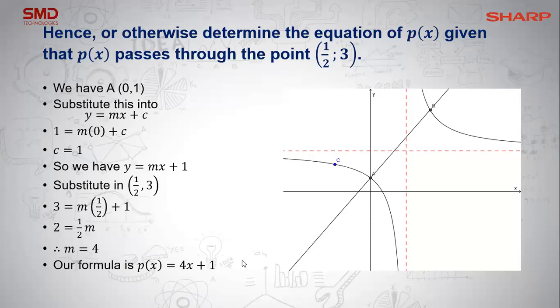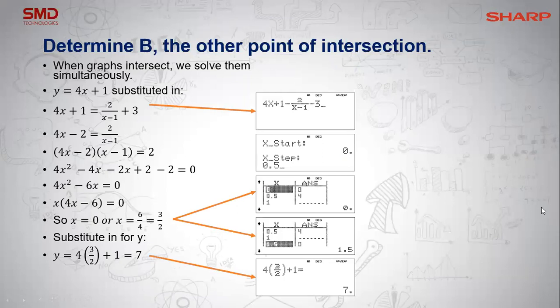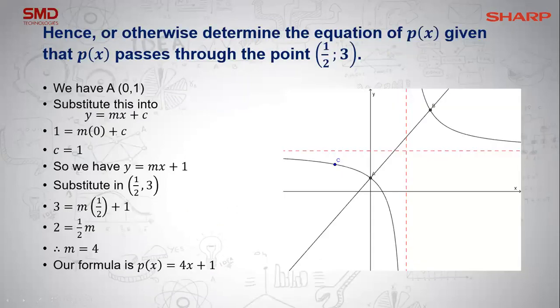And again, as Vizika pointed out, we need to make sure that our students write that final formula down for that final mark. Okay. Then, of course, the next question says determine B, which is the other point of intersection on our graph. So we're looking for this point here.